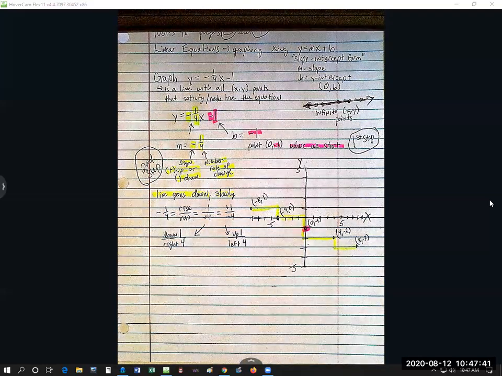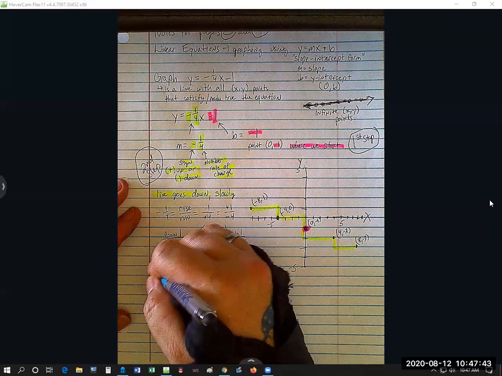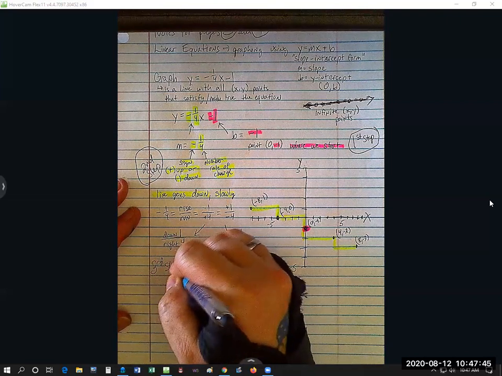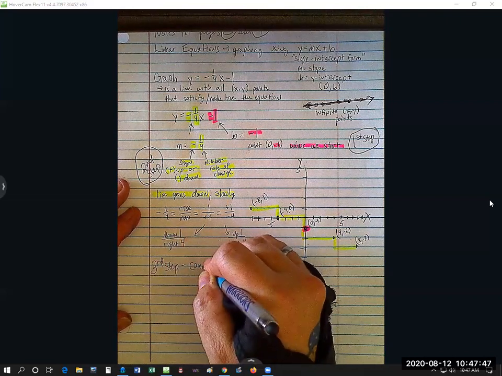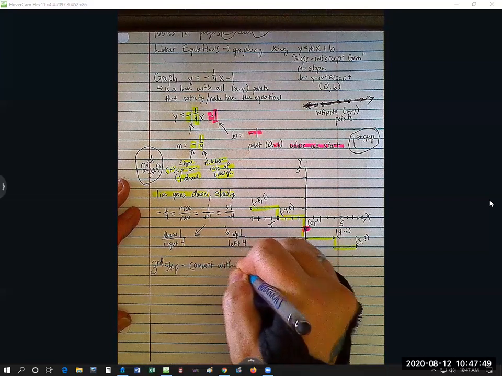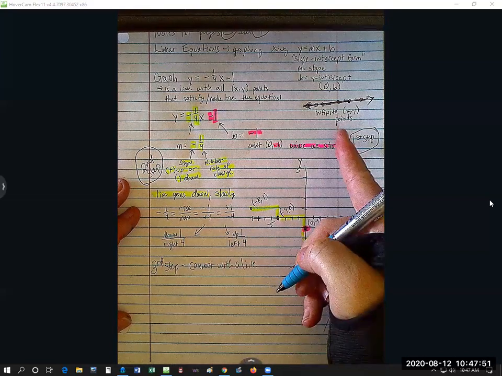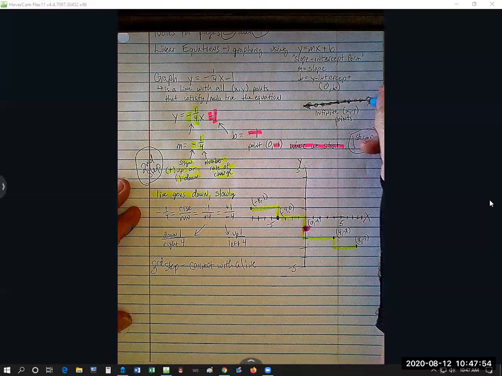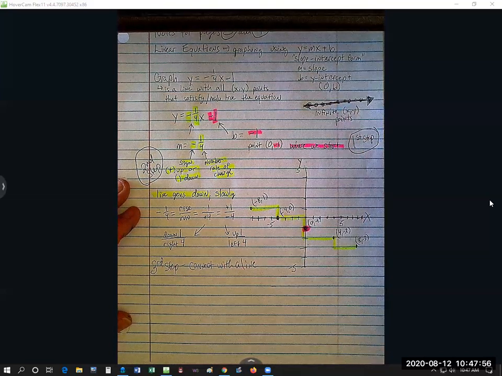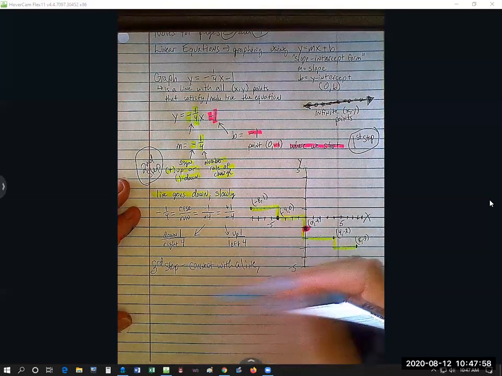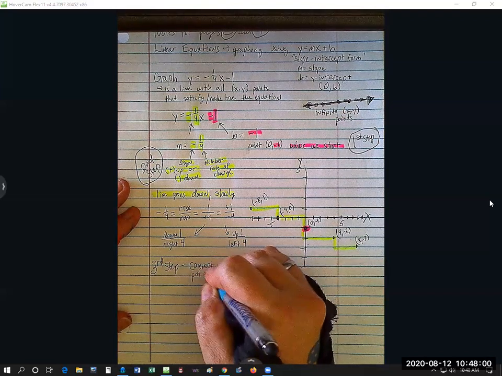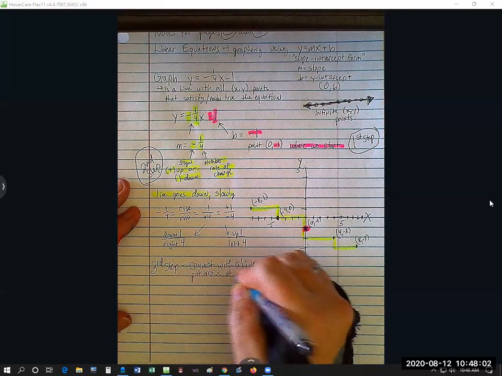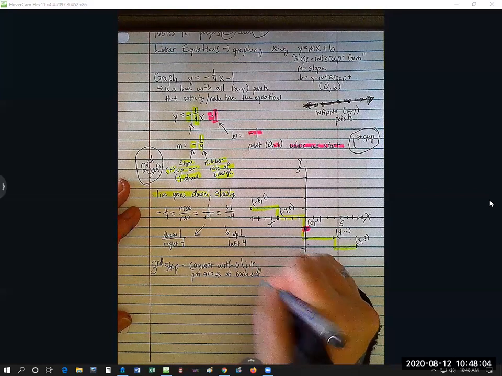Now we've got all the points we need. So last step, connect them all the way across. And remember, you have infinitely many points, so that's why we put arrows at the end to show that it goes on forever. So you connect it with the line and put arrows at each end to show it continues.